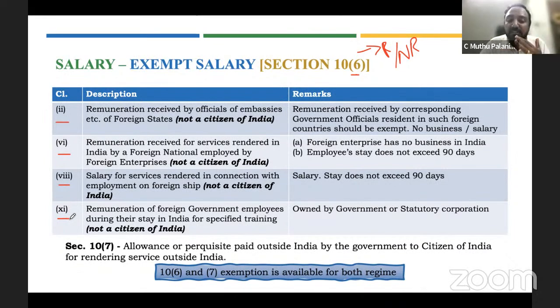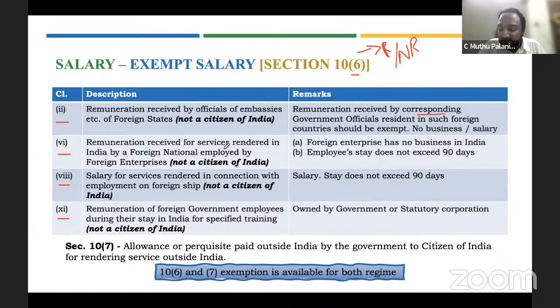First, remuneration received by officials of embassies of a foreign state. The person is not a citizen of India. The person is an official of an embassy of a foreign state, provided the corresponding government official is also exempt. For example, if there is a US embassy in India, and in the US there is an Indian embassy, then if the US relaxes tax for its embassy in India, India will relax it too. That is what is meant by corresponding state.